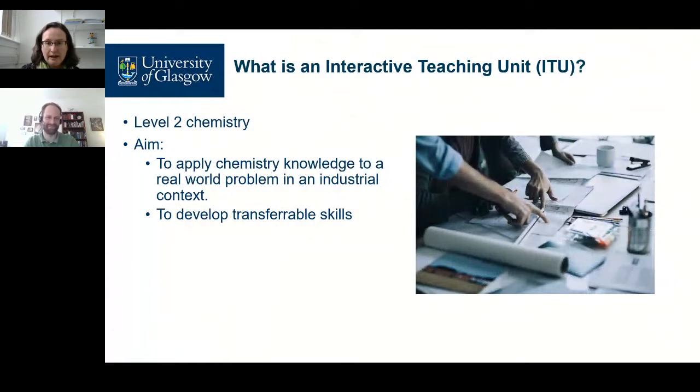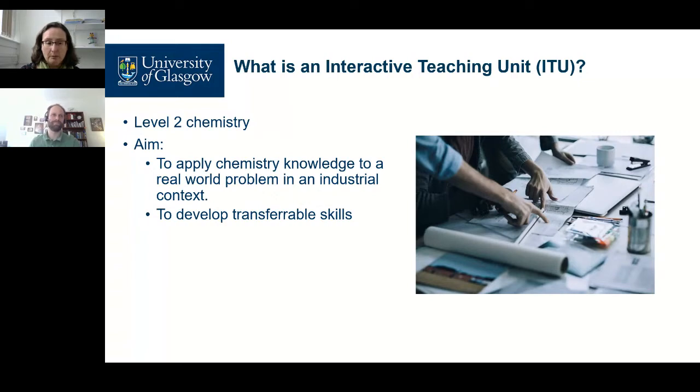So ITUs are given to our second year students to do one in semester 1 and one in semester 2. And the aim is to apply some of the chemistry that they have learned in their course to real world problems, particularly in an industrial context. And we also start to try to develop their transferable skills with these activities.